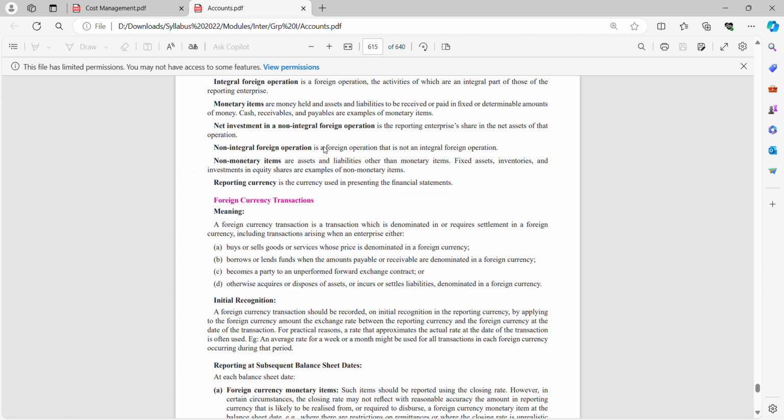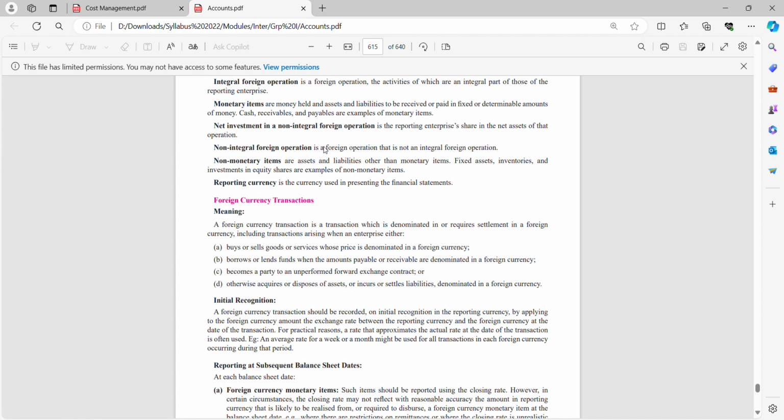Foreign currency transactions. A foreign currency transaction is a transaction which is denominated in or requires settlement in a foreign currency. So what is a foreign currency transaction? It is nothing but a transaction which is denominated in another currency or requires to be settled in a foreign currency. So that is a foreign currency transaction.